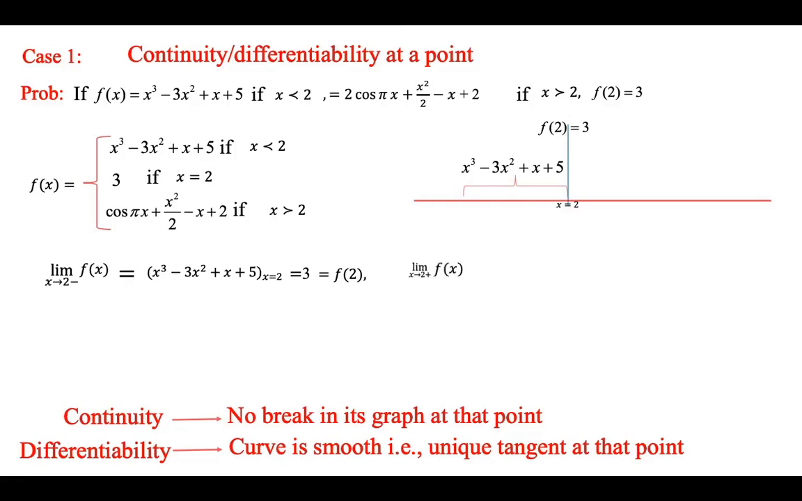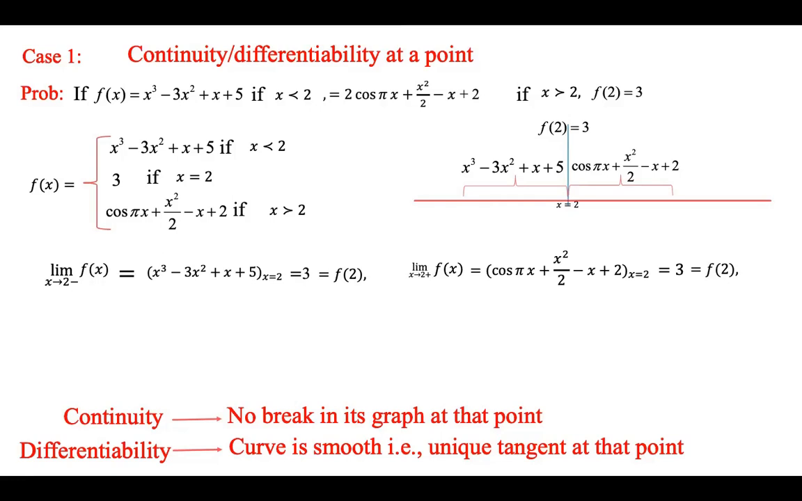And the limit as x tends to 2 plus, at 2, I am evaluating the right limit. In the right side of 2, the function formula is given by cos(πx) plus x squared by 2 minus x plus 2. When it is evaluated at x equal to 2, this also I got to be 3, which is equal to the value at 2. Means here also, the value of the function at 2, which is 3, is the same as the right limit of the function at 2, because the right limit is equal to the value of the function. It is right continuous at x equal to 2.